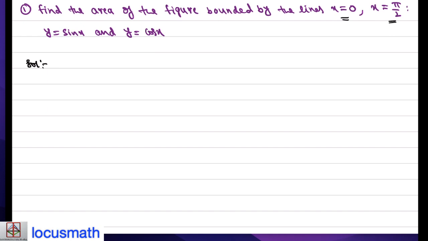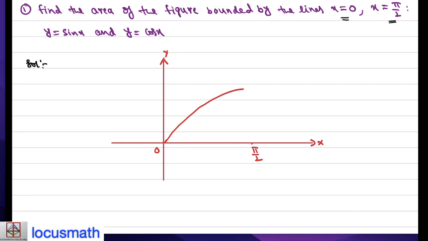To draw the graph of y equals sin x, this is the x axis and this one is the y axis. The graph of sin x goes from 0 to pi by 2. Suppose this is pi by 2. Sin 0 is 0, and at pi by 2, sin 90 is 1, where sin takes its maximum value. So this is the graph of sin x, and now we'll draw the graph of cos x.